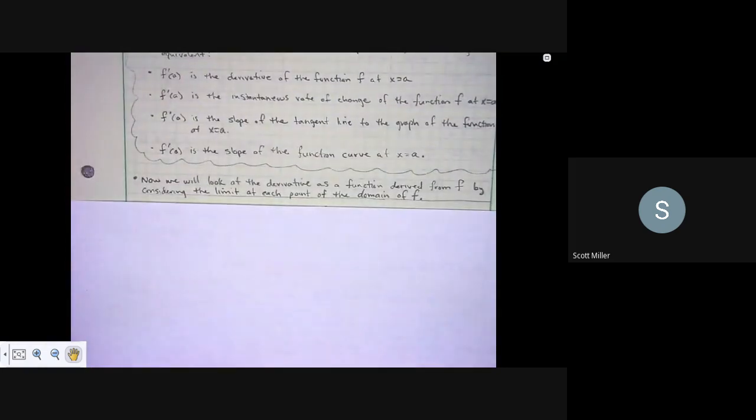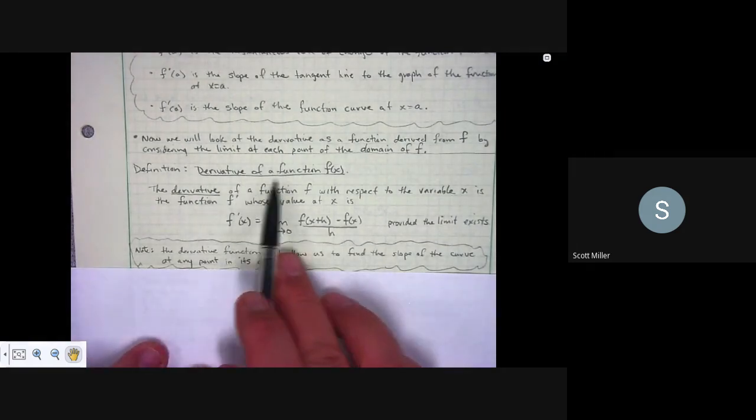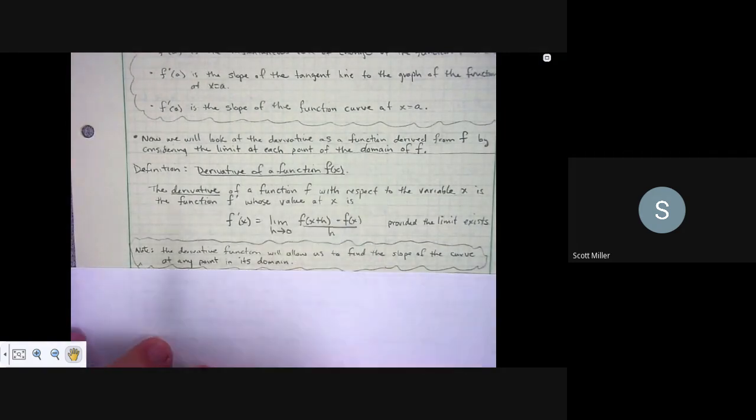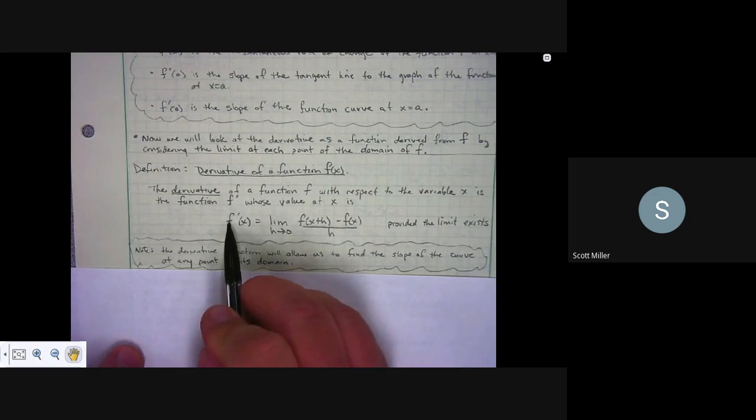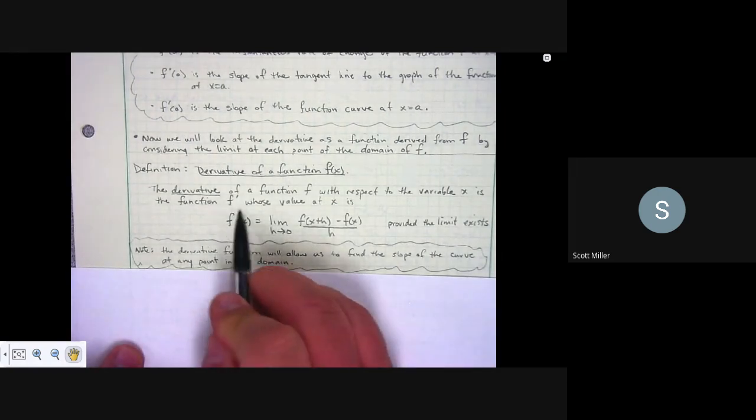So now we're going to look at the derivative as a function derived from f by considering the limit at each point of the domain of f. So here's a definition. This is a derivative of a function f. So now, notice that it's not at a point. This is the actual derivative itself. It is a function in and of itself. This is the derivative of the function f, whose variable is x.